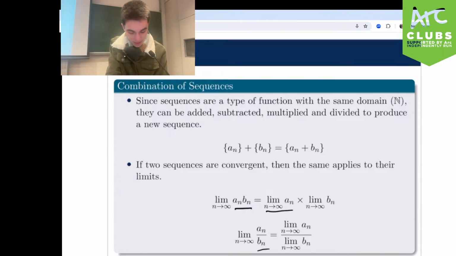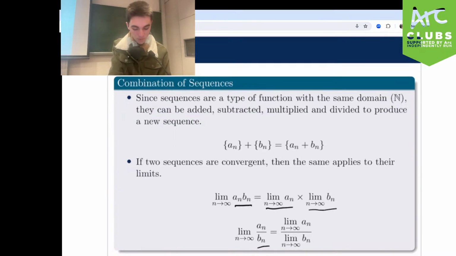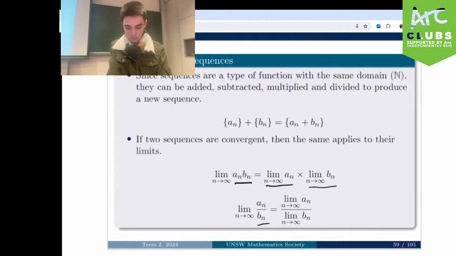So basically, if this limit exists and this limit exists, then the limit of the product of these two sequences is just going to equal the limit of the first times the limit of the second, right? You can separate them out. And the same goes for the quotient and the sum and the difference.